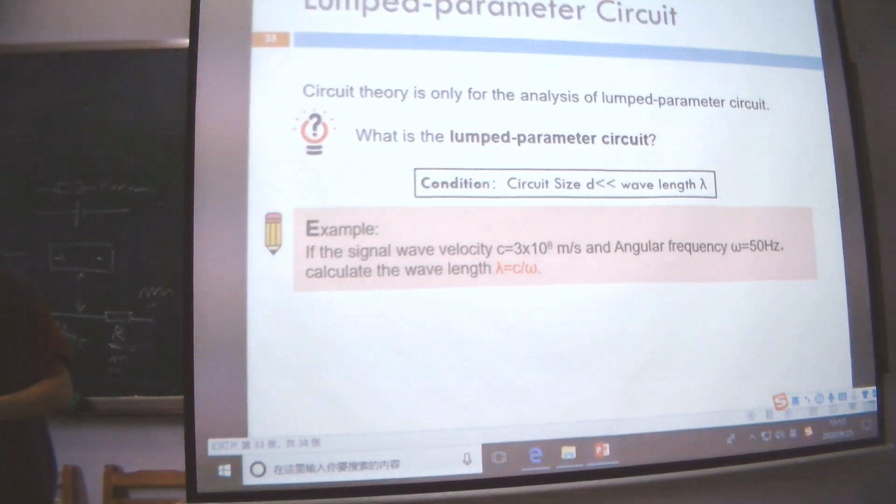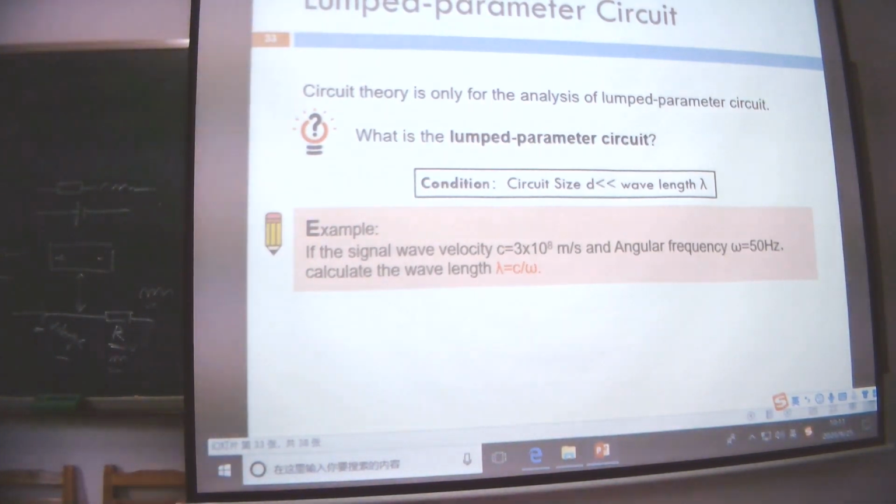Okay. Long parallel circuit. Actually this is a very typical definition. Have you ever seen it before? A long parallel circuit is a description of a circuit which has a very special size. The circuit size D is smaller than the wavelength lambda. I know it's quite mathematical, so I'll just show you an example.